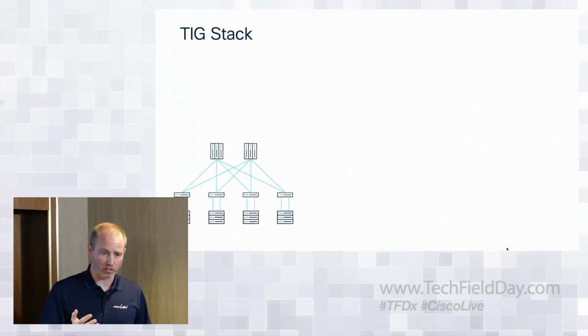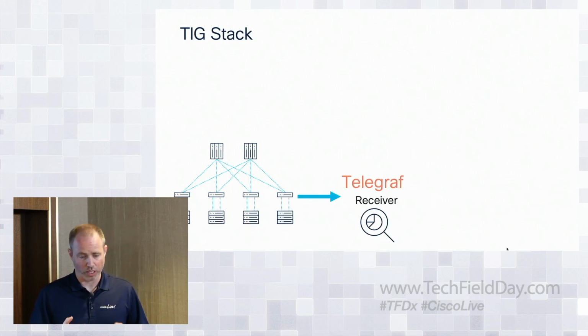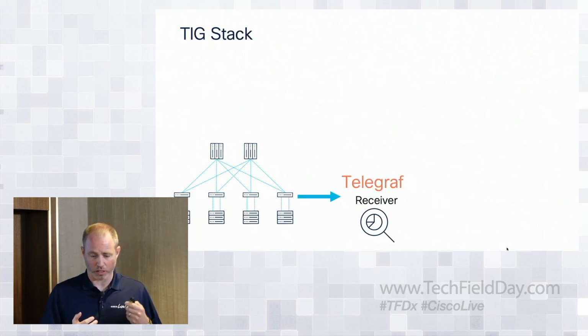One last thing, just the architecture for today. This is just one example of what can be done with the data. There are a lot more use cases. The TIG stack is very, very common. It's Telegraf to receive and parse that information. Telegraf has lots of inputs, lots of outputs.